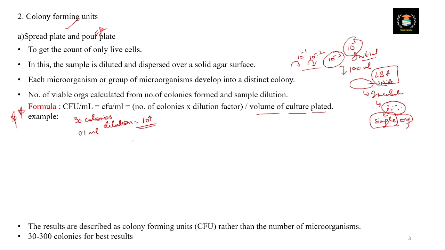Okay, so how you will calculate this is: total number of colonies were 30 and the dilution factor was 10 power 4, so 30 into 10 power 4, divided by 0.1 ml, the volume of sample you have plated. Okay, so if you solve this, it is 30 into 10 power 4 into 10 power 1, it is 3 into 10 power 6 colony forming units per ml.